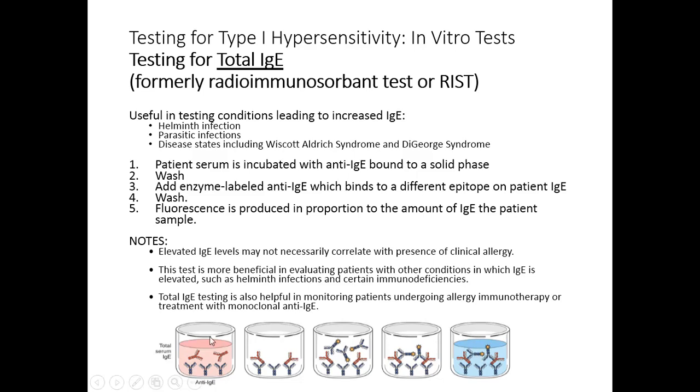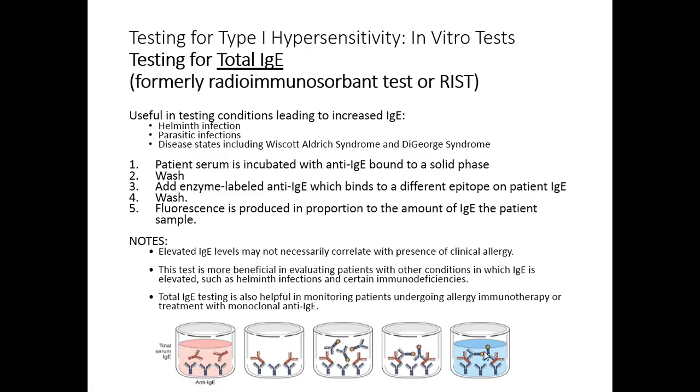How do we know it's not competitive? Because I don't have two free solutions of antibody here. I have a bound one, right? Everything is binding independently. The patient IgE is binding independently to this. There's no competition here. The signal is proportional to the amount of immunoglobulin that the patient had.